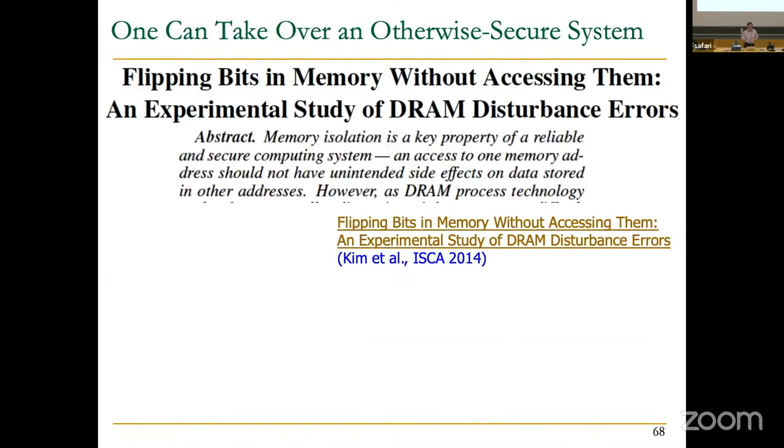And now we're going back to how it's related to memory. So if you look at the paper that we wrote in 2014, it says memory isolation is a key property of a reliable and secure computing system, and access to one memory address should not have unintended side effects on data stored in other addresses.